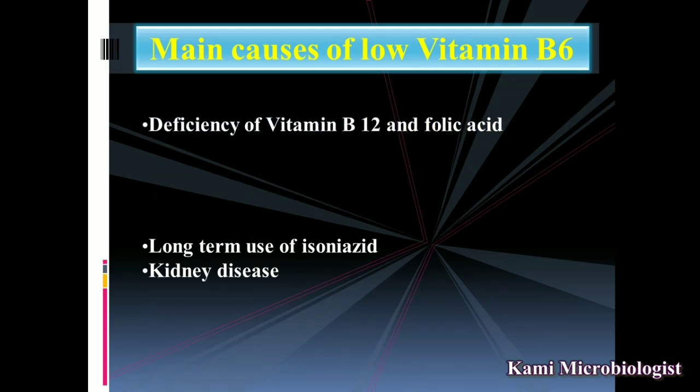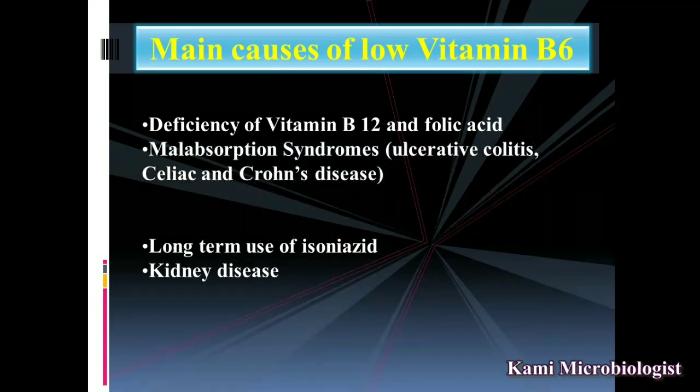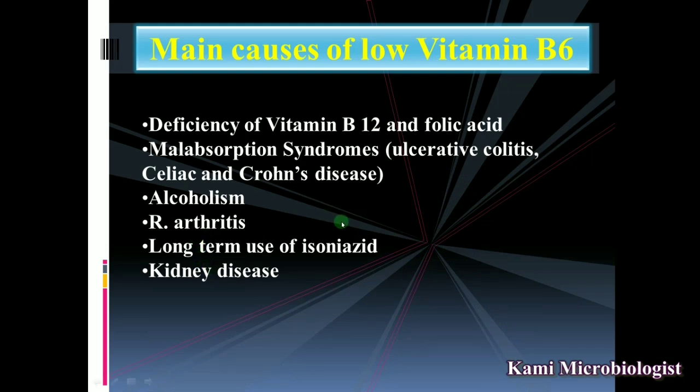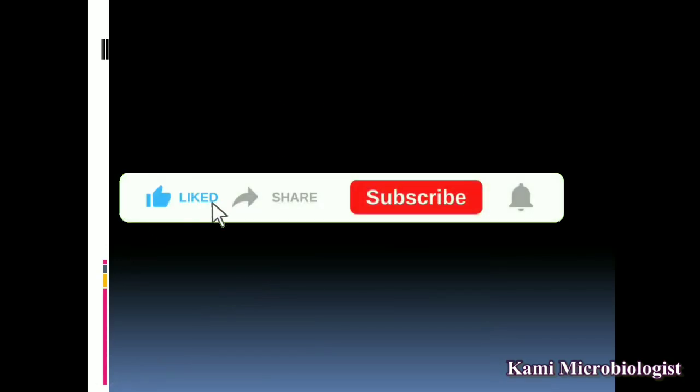Let's see the main causes through which the vitamin B6 level gets low. It is due to vitamin B12 and folic acid deficiency. It is due to malabsorption syndromes like ulcerative colitis, celiac disease and Crohn's disease. It is due to alcoholism and rheumatoid arthritis. It is also due to the long-term use of isoniazid, which we use for TB treatment. It is also due to kidney disease. Now if we talk about the main causes through which the vitamin B6 level gets high, it is due to vitamin B6 supplements.